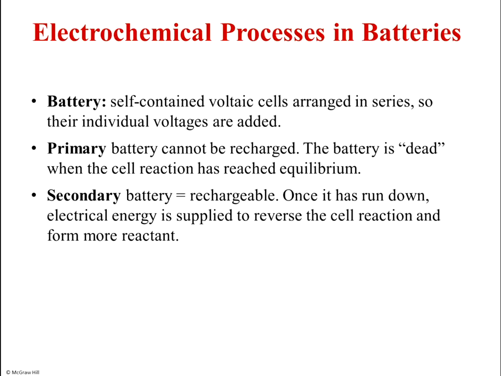A primary battery is one that can't be recharged. So once the battery is dead, the cell reaction has reached equilibrium and you cannot recharge the system. If you try and recharge primary batteries, very often the reverse reaction does not occur, and very often you produce hydrogen gas or something else that's dangerous. Secondary batteries are rechargeable. Once they have reached equilibrium, they can be put into an electrolytic cell and driven backwards to restore their energy.